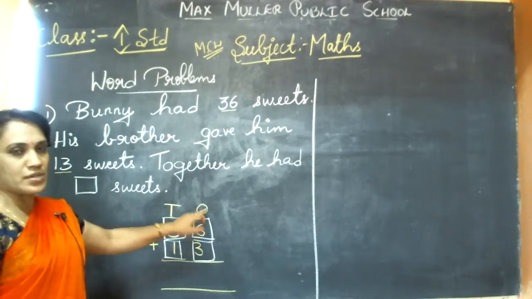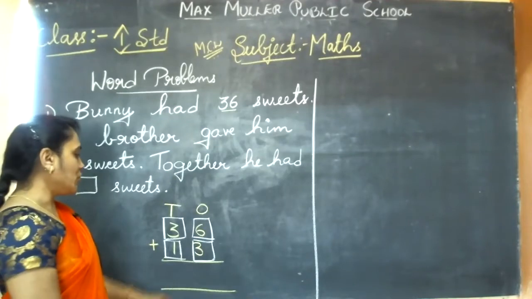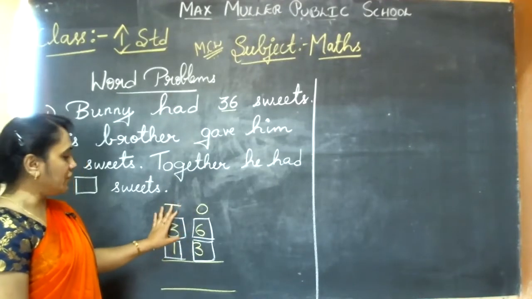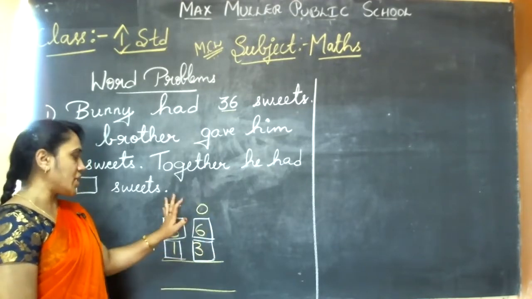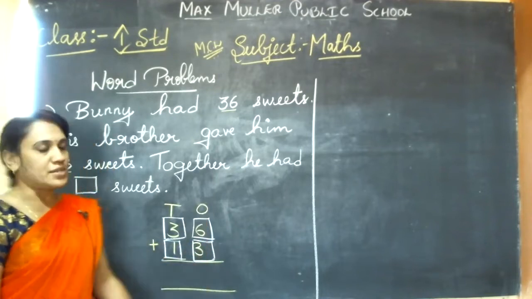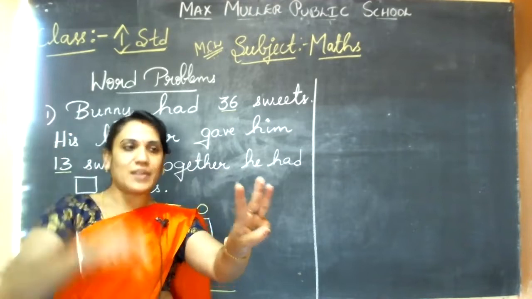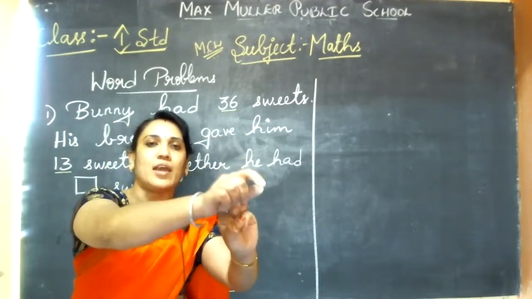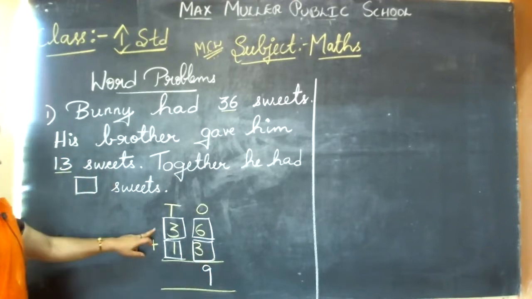So, tens, ones. 36 sweets we have. Brother also will give 13 extra. Now, you do the addition. How to do addition? You know, no? When you have double digit addition, first do the right side. Ones. You should start from the right side. Ones. This side. 6 in the mind, 3 in the finger. After 6, 7, 8, 9. Right here, 9. Okay. Then come to this side.